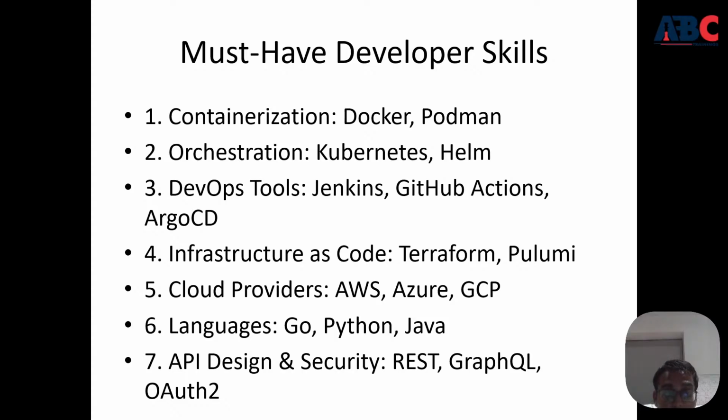After that, the next point is cloud providers, that is cloud platforms. So you must be familiar with AWS, Azure, or GCP. Netflix heavily utilizes AWS services for its global streaming infrastructure. After that, programming languages you must know. Those are Go for system level programming, Python for automation and data, Java for enterprise grade backends.